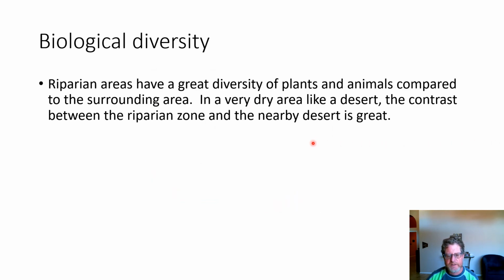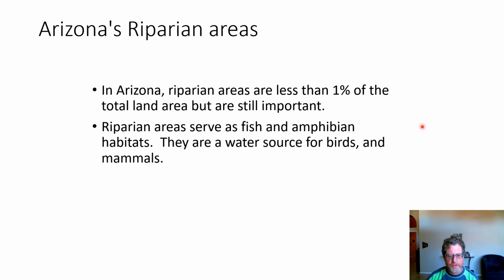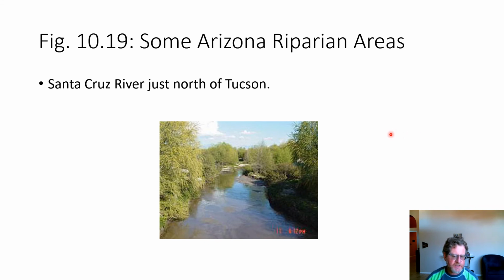And of course, the biological diversity in this area is much greater than in a desert. There are different kinds of plants and animals. So less than 1% of the total land area in Arizona is riparian area, but it's important because there are fish there, there are amphibians there, there are water source for things like birds. And so here are just some shots of different riparian areas.